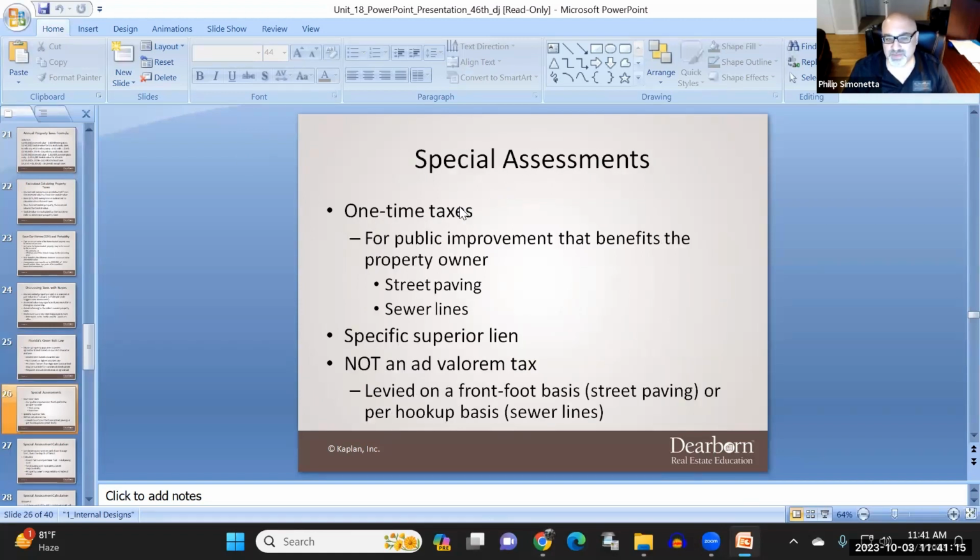Now you also have special assessments. You'll see a question on this 100%. Okay. Special assessments are one-time taxes for public improvement that benefits the property owner. An example would be street paving, sewer lines. Okay, it's a specific superior lien. It'll be a lien on the property. It's not an ad valorem tax, so it's not on your taxes, it's a lien. And it's levied on a front foot basis for street paving and per hookup basis for sewer lines. Every test I took had the one on the street paving.